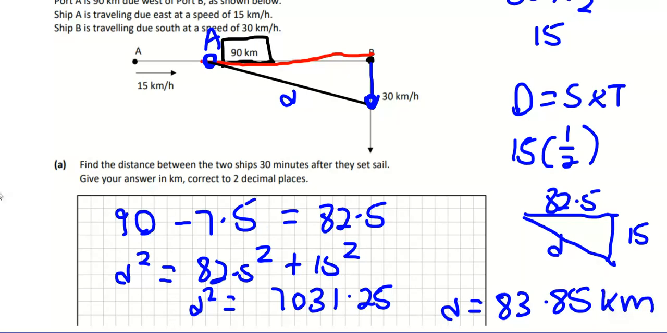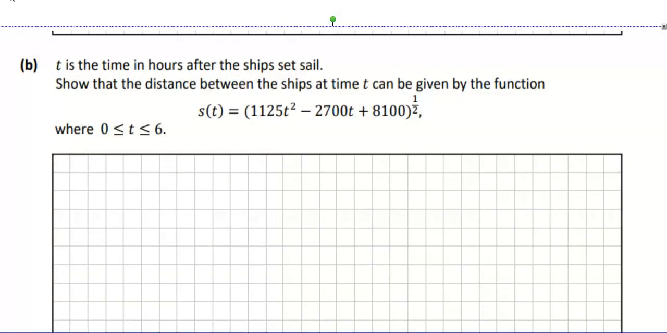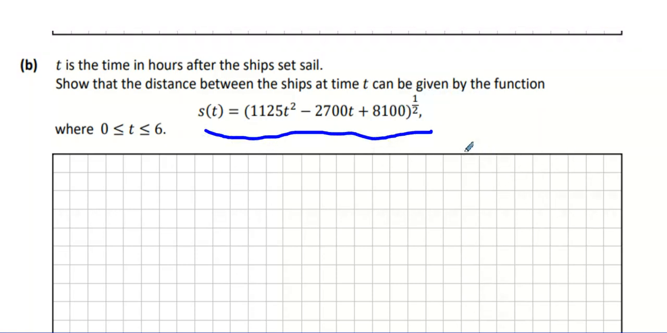Now, next question, which no doubt will be a step up. Okay, and that went for 10 marks. That went for 15 marks right there. Okay. Now, question B. Oh, sorry, I have to do part B. T is the time in hours after the ship sets sail. Show that the distance between the ships at time t can be given by this function here. Now remember, you can use this answer to answer part C straight away because it's a proof question. So you can use part B, this equation, to answer part C. But in the meantime, I'm going to figure out how they got this equation.